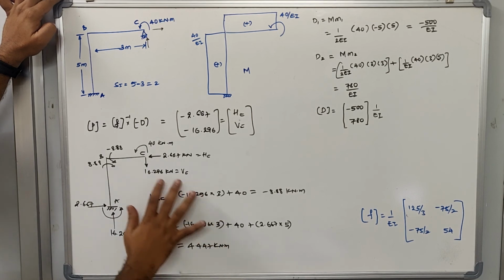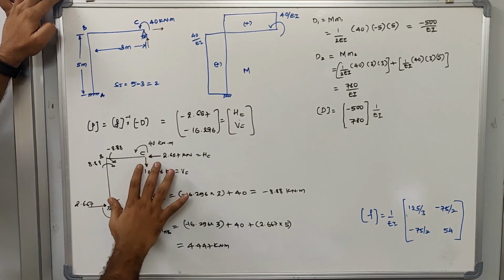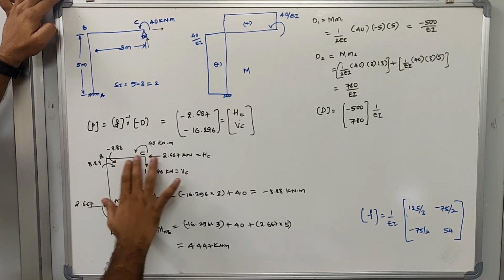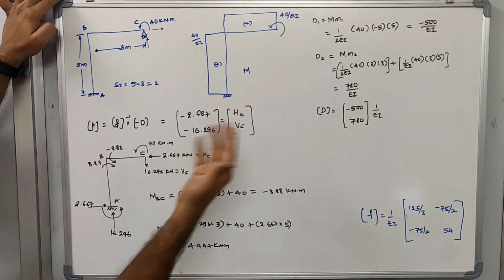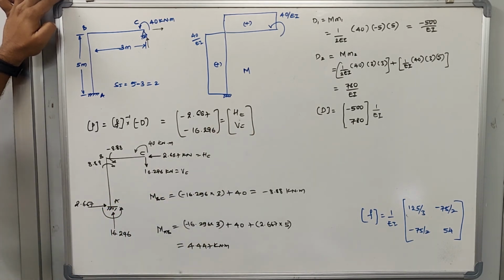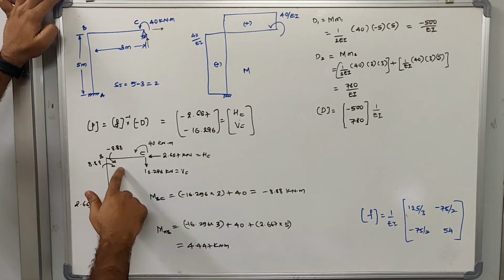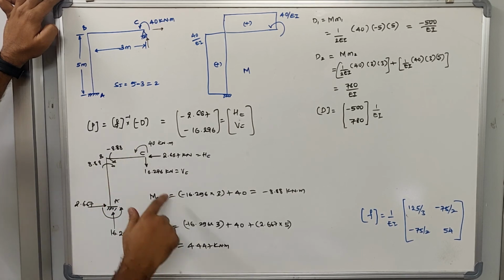This becomes the moment. But let us see whether we have to consider it as a positive or negative value. As we know, we are going from right to left, and in this case it is clockwise in nature. If it is clockwise, we have to consider it as negative, as per the sign conventions. If you go in the clockwise direction, it will be negative, and if you go in the anti-clockwise direction, it will be positive in nature.